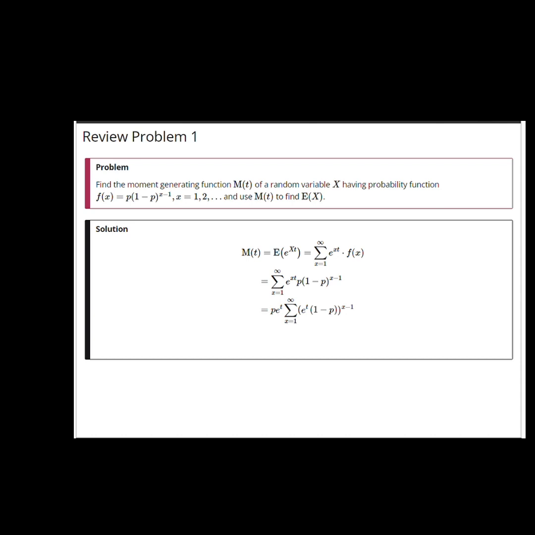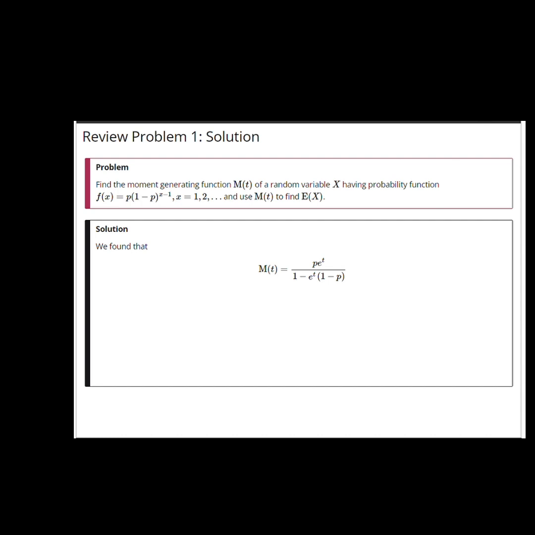Inside the summation sign, I have a usual geometric sum, the sum of a geometric series. And so when we replace that by its sum, we're left with p e to the t over 1 minus e to the t times (1 minus p). We've discovered the moment generating function. If we differentiate it, this is standard algebra, and substitute t equals 0, we end up, after some simplification, with 1 over p. That's the expected value of this random variable, 1 over p.